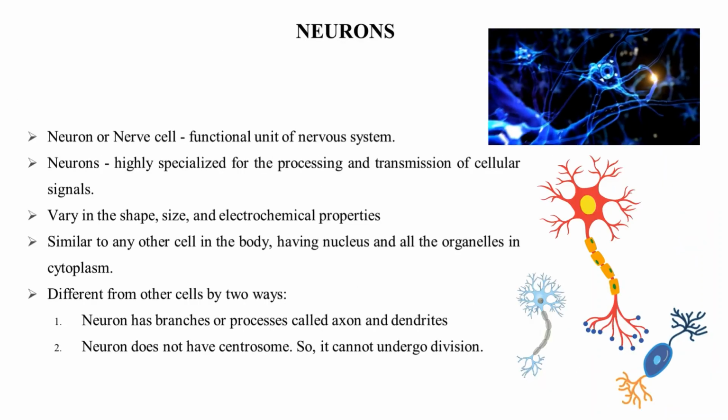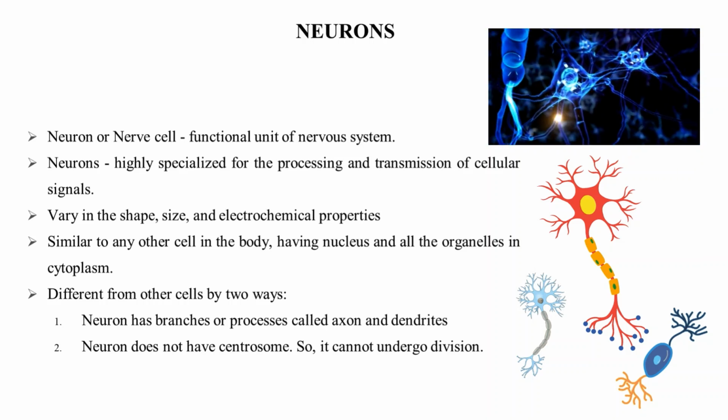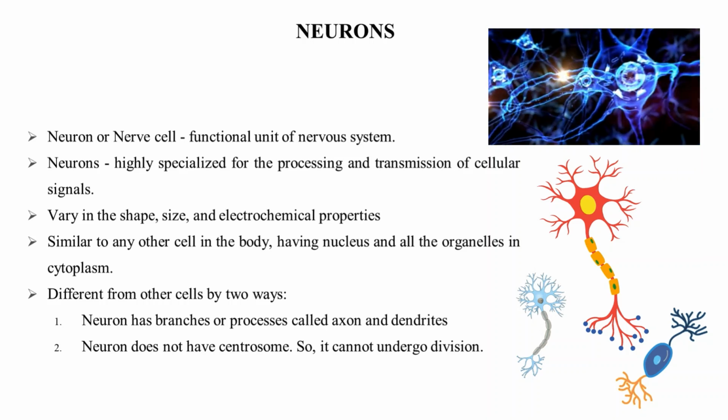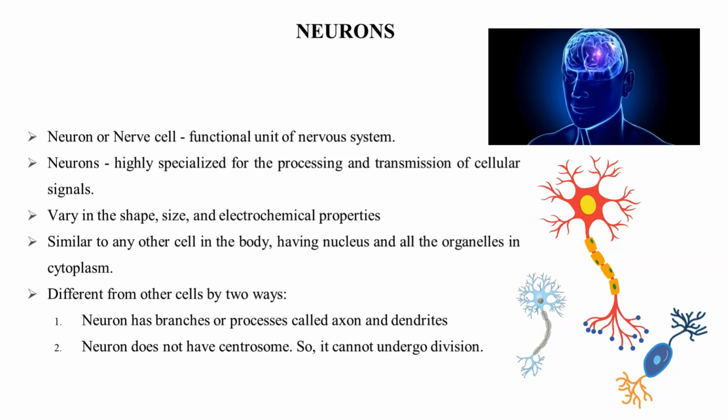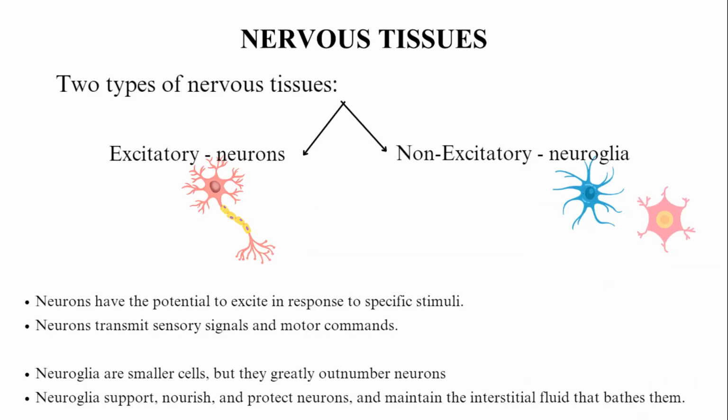Neurons. Neuron or the nerve cell is the functional unit of nervous system. Neurons are highly specialized for processing and transmission of cellular signals. The neurons vary in size, shape, and electrochemical properties. They are similar to any other cell in the body with presence of nucleus and other organelles in the cytoplasm. However, they differ from other cells in the fact that they have branches or processes called axons and dendrites, and they do not have centrosome, and so they do not undergo division.